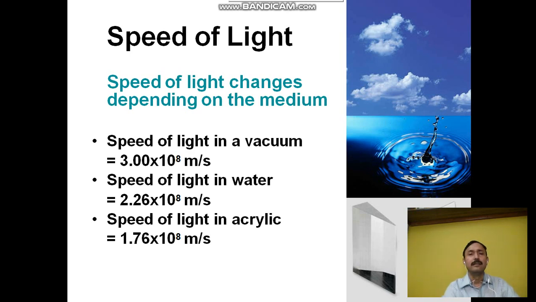This is here again. Speed of light in a vacuum is 3 into 10 to the power 8 meter per second. Speed of light in water is 2.26 into 10 to the power 8 meter per second. Speed of light in acrylic is 1.78 into 10 to the power 8 meter per second. These are a few data, many data are there.